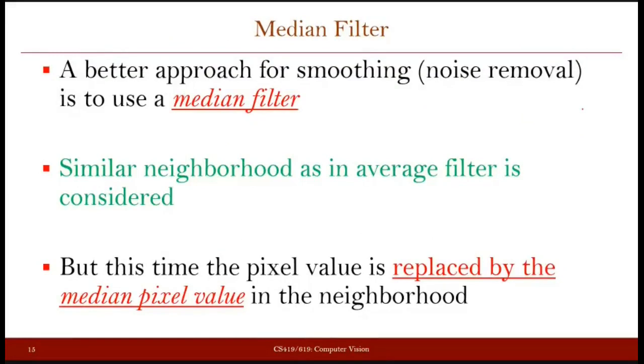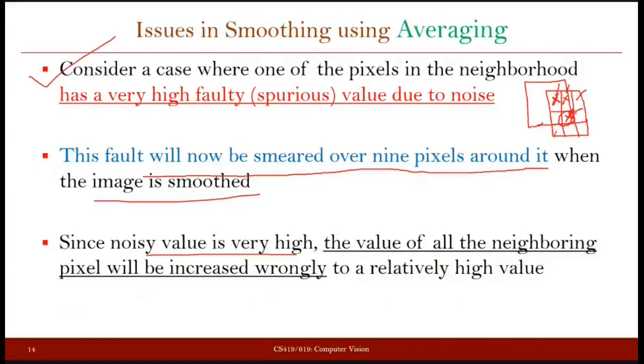So how to handle this? Let me just reiterate what I said. In this case, we are saying that only one pixel is faulty here, the central pixel. When you are trying to remove the noise for this central pixel, we find that the intensity of the central pixel is changed relative to the neighboring pixels. That means it is reduced or increased based on the requirement.